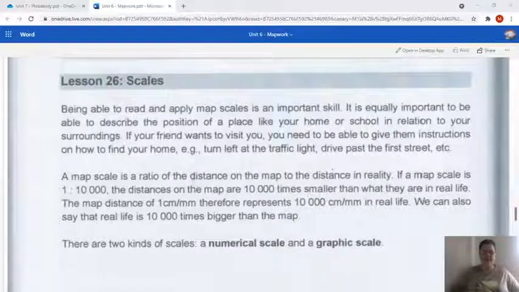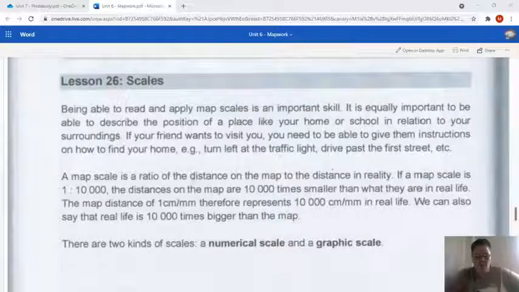Being able to read and apply map scales is an important skill. It is equally important to be able to describe the position of the place, like your home or your school, in relation to your surroundings. If your friend wants to visit you, you need to be able to give them instructions on how to find your home. Example: turn left at the traffic light, past the first street, etc.